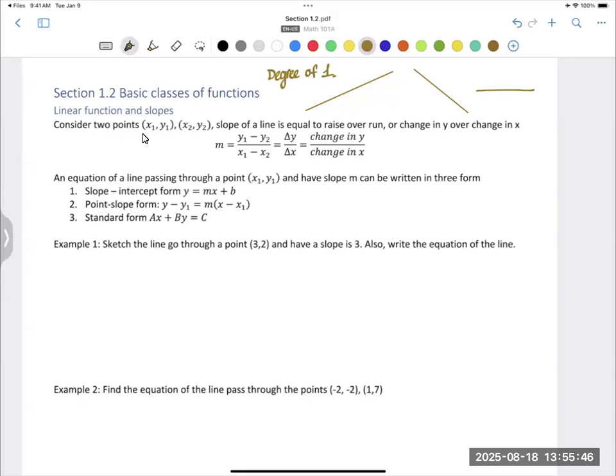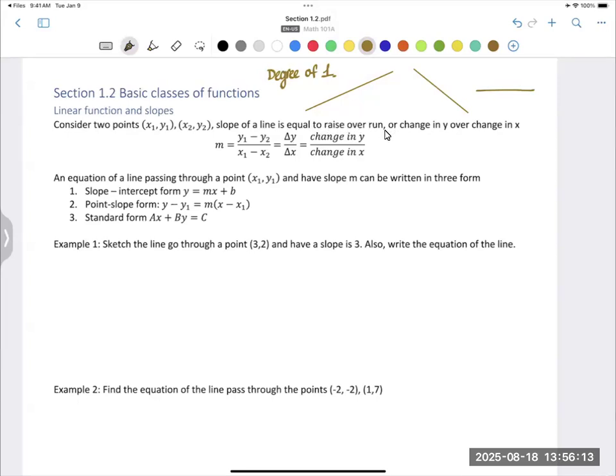Okay, so let's take a look. In order to determine the equation of the line, there are a couple things that we need. The first thing is we want to know how steep the line is. Okay, and does the line have an increasing slope or decreasing slope? So the first thing that we will look at is called slope. The slope of the line is equal to the rise over run.